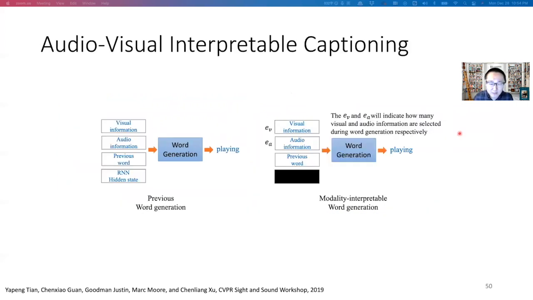To overcome the problem, we threw away the RNN hidden states. It means that we will not use an RNN decoder, and we propose a modality interpretable word generation structure. In our model, we have two modality indicators, EV and EA. EV and EA indicate how much visual and audio information is selected during word generation, respectively.